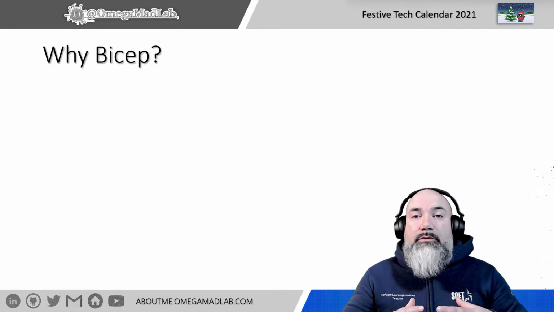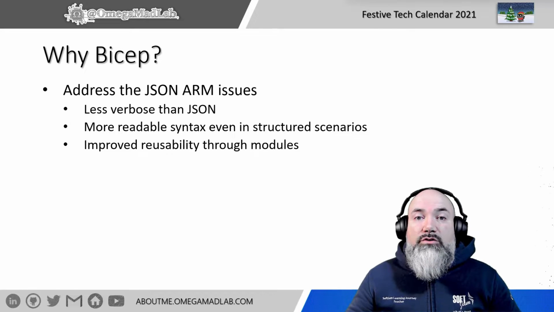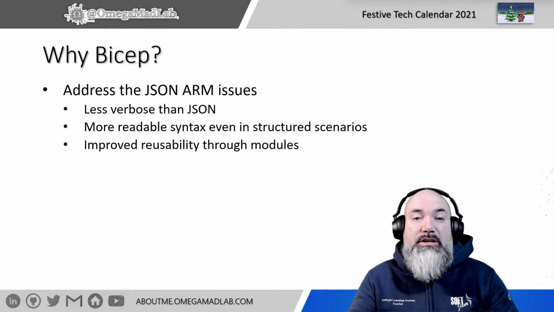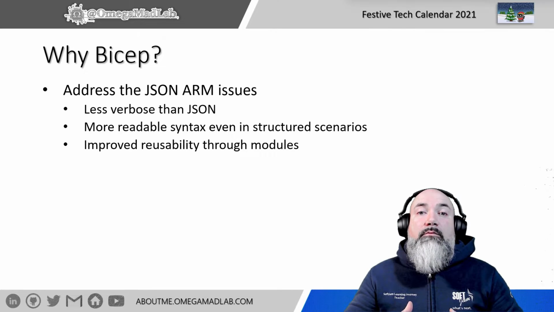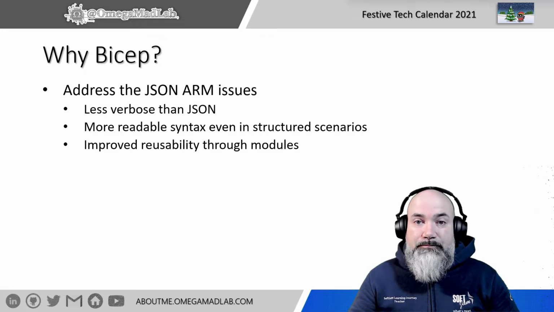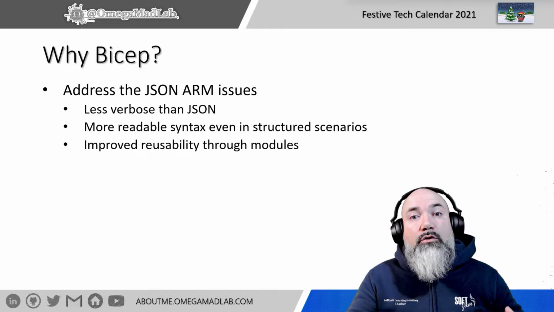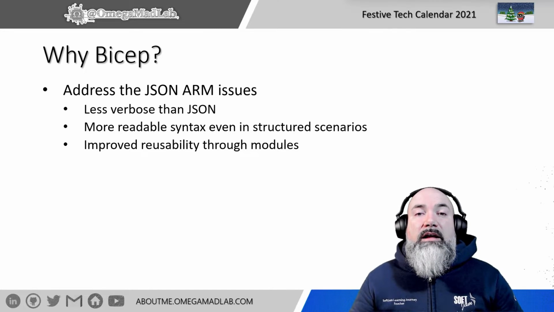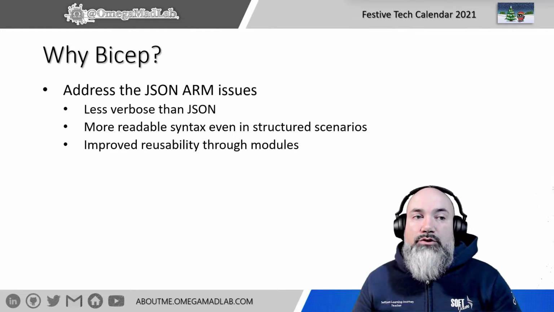Apart from preserving these ARM template benefits, Bicep wants to also address all the issues that you may face while working with JSON ARM. For example, Bicep offers you a clearer syntax that is way more readable than JSON ARM, and it also improves the reusability of your code through a modular approach.